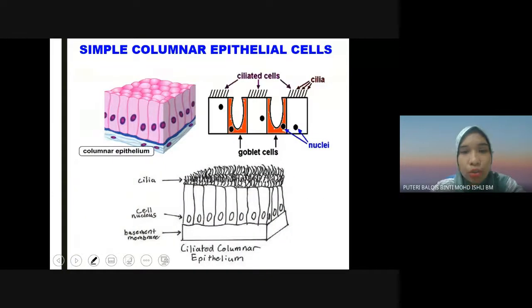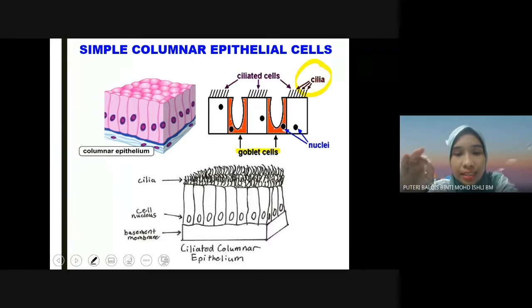Contoh kalau kita tengok dekat sini, okay, dia ada goblet cell yang color orange ni. That is goblet cell. Always associated with goblet cell. Maksudnya dekat simple columnar, dia akan ada goblet cell. And function for ataupun to secrete mucus. Also has cilia.